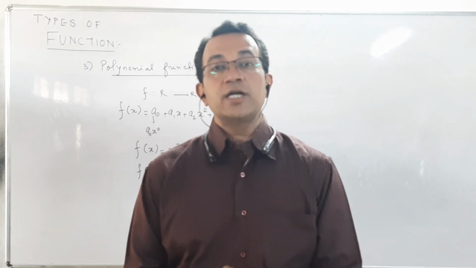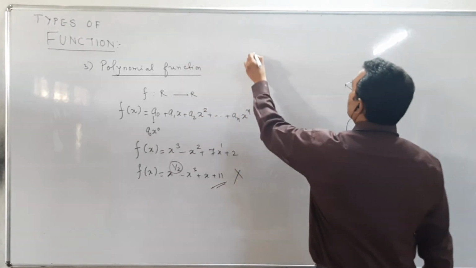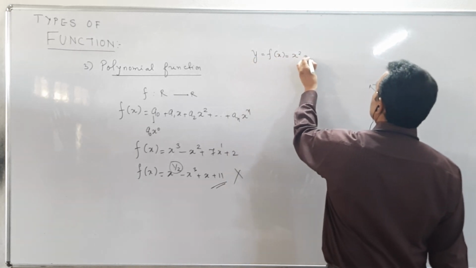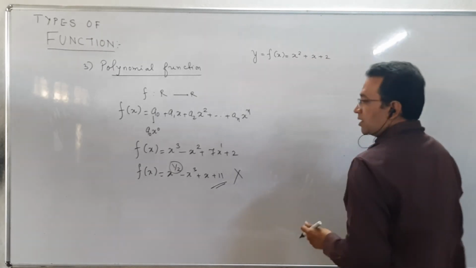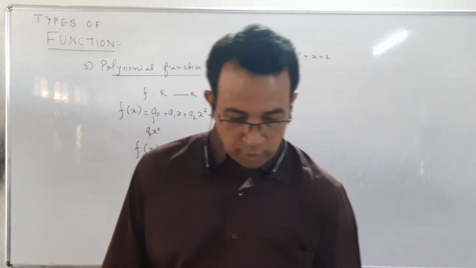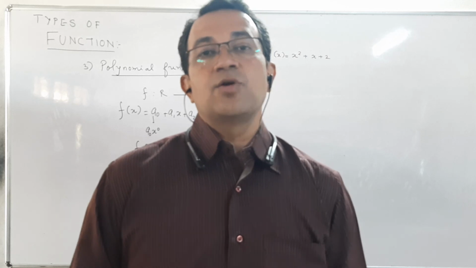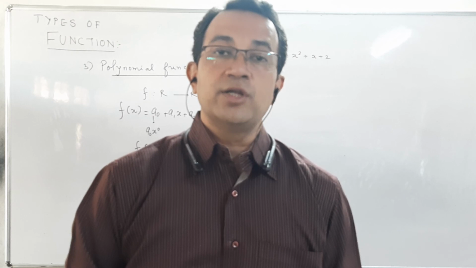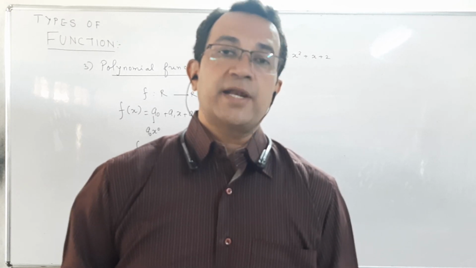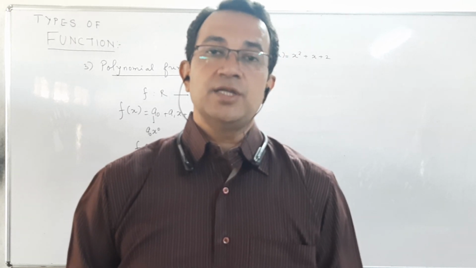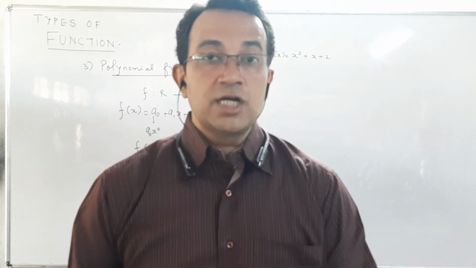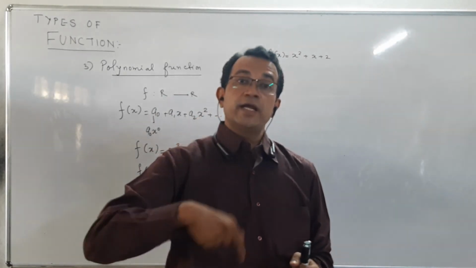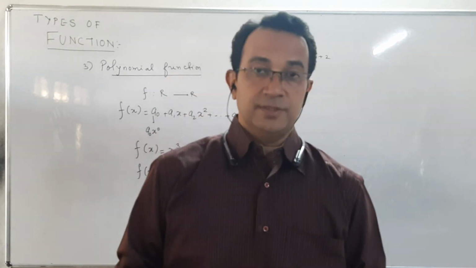And graph of a quadratic polynomial. Suppose I have a polynomial function like this: y is equal to f of x is equal to x squared plus x plus 2. The graph of a quadratic polynomial, students, is always a parabola. This we have already studied in your standard 10. There is no generalization of the graph of a polynomial function. It depends on the function and especially the maximum power of the variable.